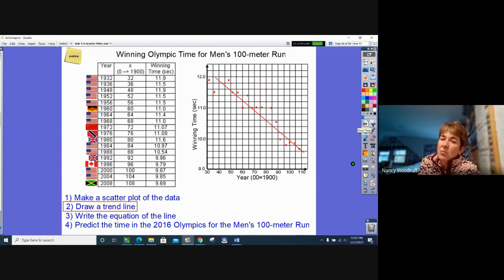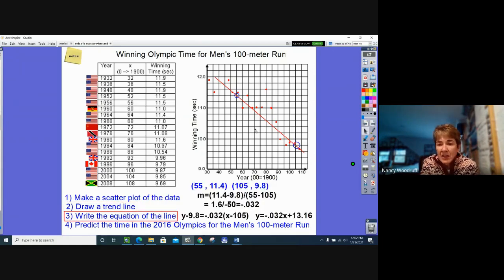So I want 2 points on my trend line. I'm going to go down looking for 2 in the crosshairs. I see one there, and if I come down, that's a close one. I go all the way down looking for them, and you can see that I ring them. I pick that one and I pick this one, and here are the coordinates. Once I have the coordinates, I'm going to calculate the slope. My slope comes out to be about a negative 0.032.